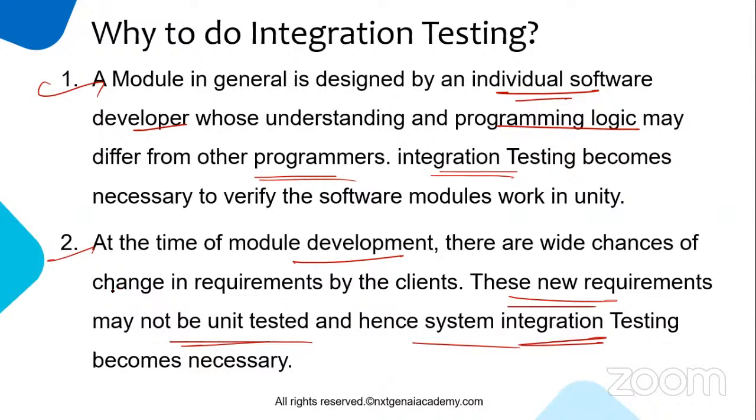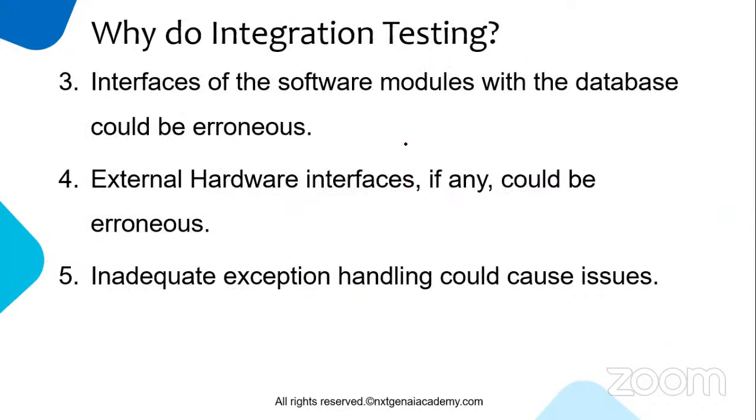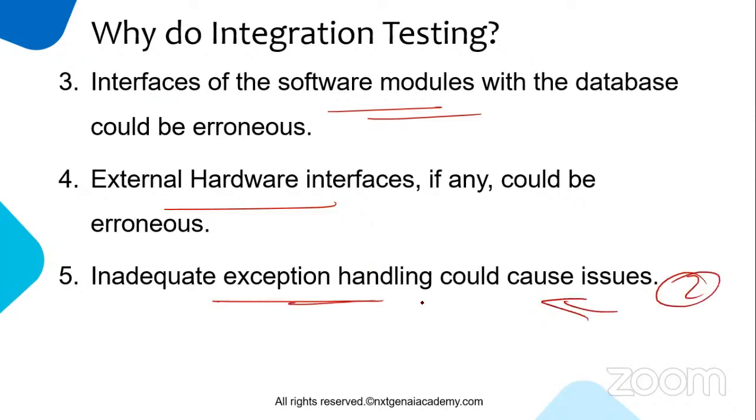One reason is individual programmer coding logic. Another reason is a change in the requirement by the client, which is not communicated to everyone. Many possibilities are there. Change in requirement is something very irritating for both testers and developers. And again, interfaces of the software modules with the database could be erroneous. So many integrations there, hardware and software interfaces. And whether they have added adequate exception handling, that is also a question.